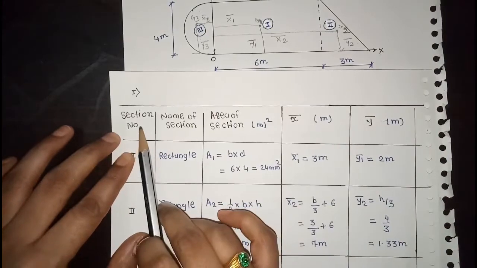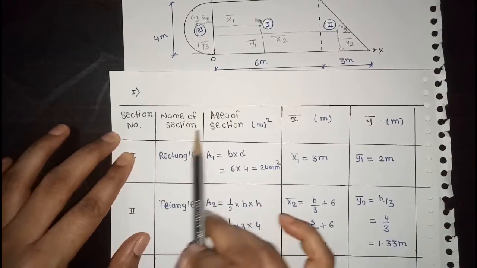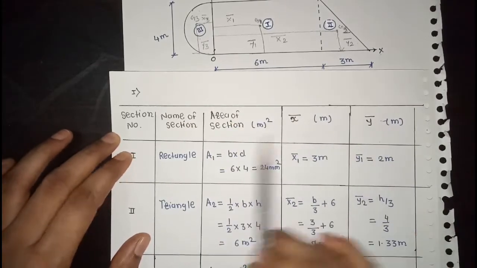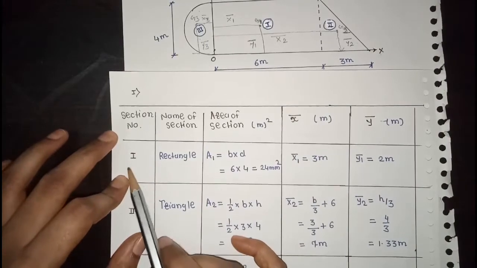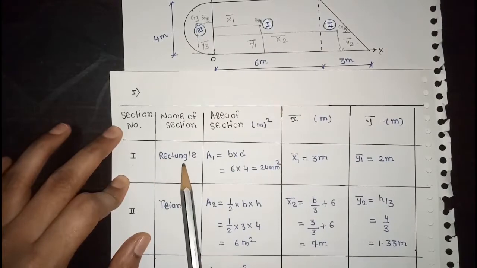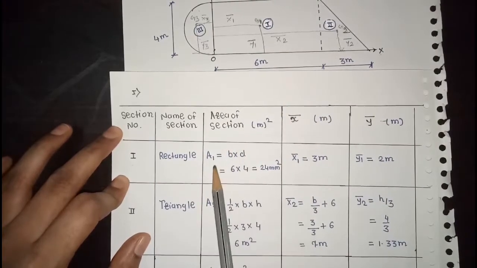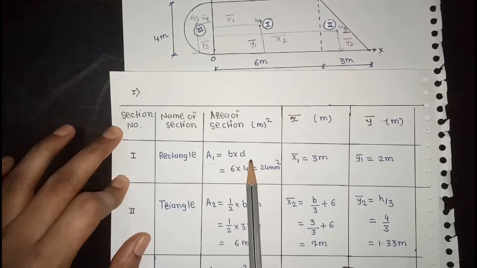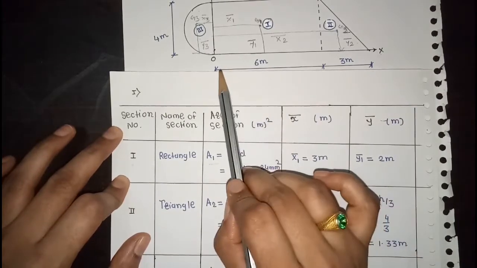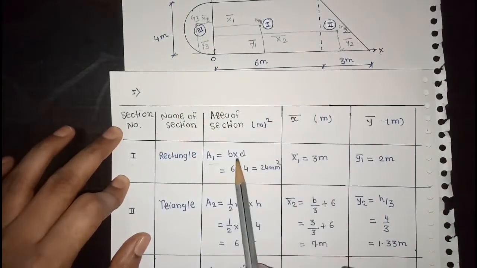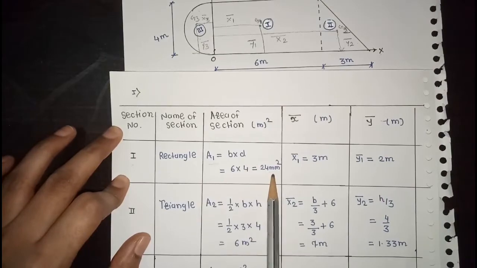First of all, write section number, name of section, area of section, X bar and Y bar. Section number first, rectangle. Area of rectangle means A1, area of section first, which is B into D. What is the value of B? 6 meter into depth 4 meter. 6 into 4 is 24 meter square.